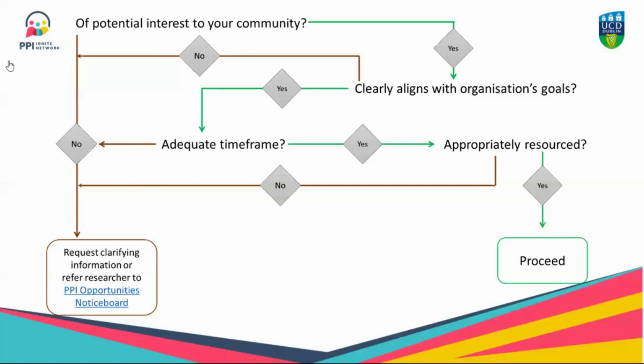So it goes through some very simple questions. So things like, is it of interest to your organization? Does it align with the organization's goals? And then some operational issues like, have they given an adequate time frame for review, and is it adequately resourced? And it's a very simple decision tool that makes you go, yes, we'll take this one on, or no, we either need more information or we'll refer them elsewhere. We have this in this format, but also in an editable format, because different organizations will have different aspects they want to include in this.